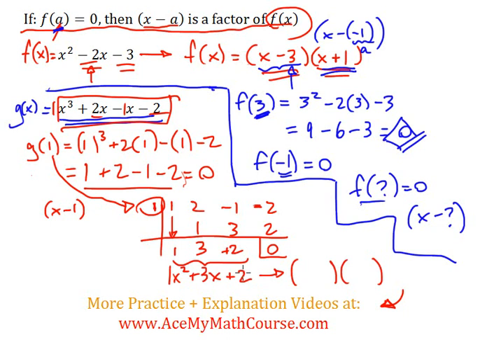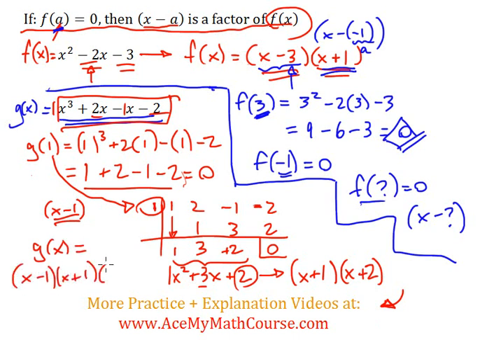Fantastic. Now I can just factor this as a regular trinomial. So two numbers that multiply to 2 and add up to 3. Those numbers will be 1 and 2. So you get x plus 1 and x plus 2. The other factor was x minus 1, right? So I know that g of x can be rewritten as x minus 1 times x plus 1 times x plus 2. And that's it.